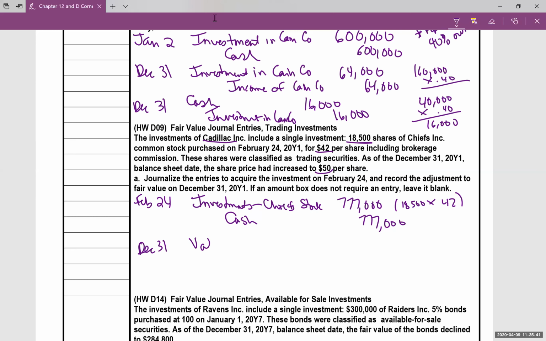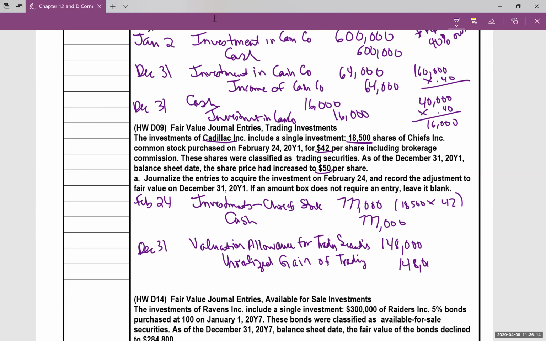Here's a new account. The debit goes to valuation allowance for trading securities. And I'm going to give you this number, 148,000. I'll tell you how we got it in a minute. The credit goes to unrealized gain. It's unrealized because they didn't actually cash it in. Unrealized gain of trading securities, 148,000.